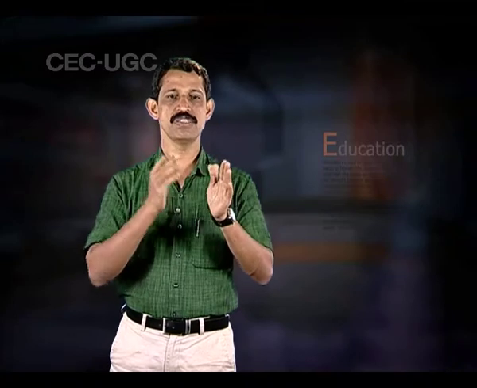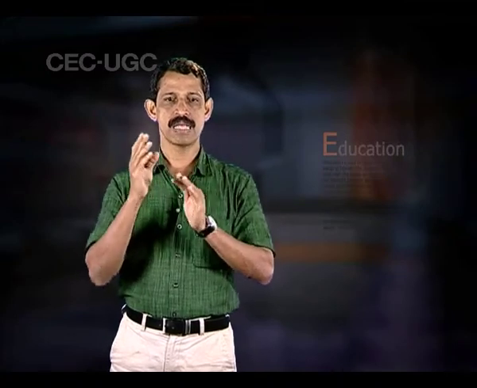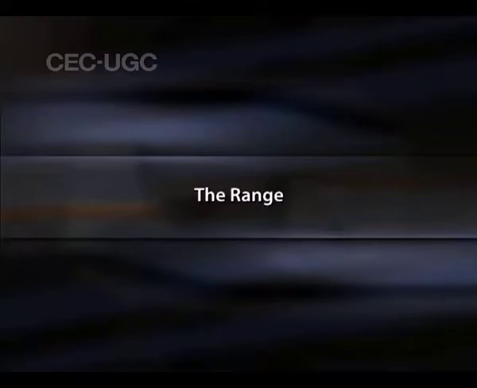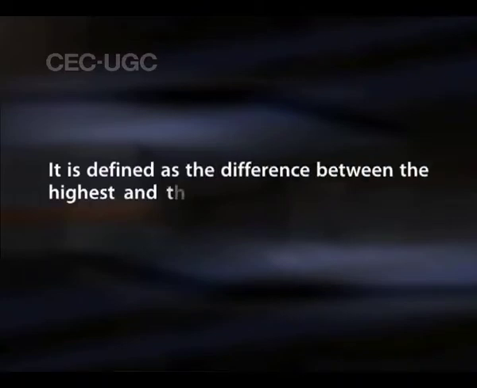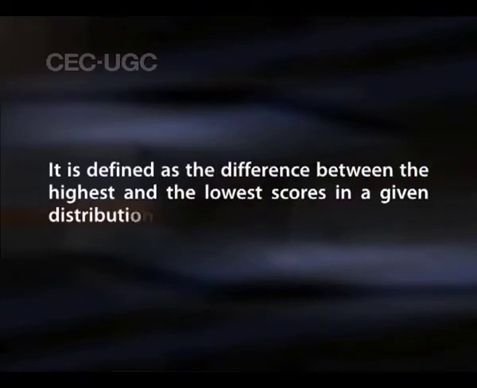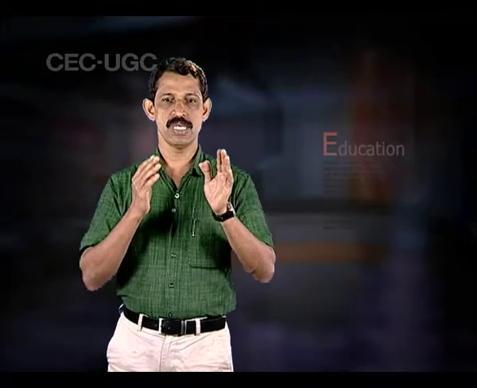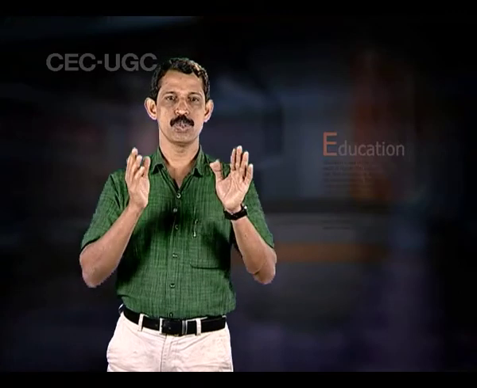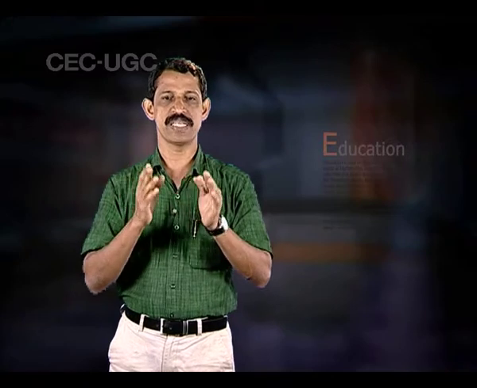The measures which we shall discuss in this unit are the range, the quartiles, the deciles, and the percentiles. The range. This is the simplest but crude and unreliable method of estimating variability. It is defined as the difference between the highest and the lowest scores in a given distribution. It is designated by capital R. It is usually affected by the presence of two extreme scores. The greater the range, the greater the dispersion or variability.